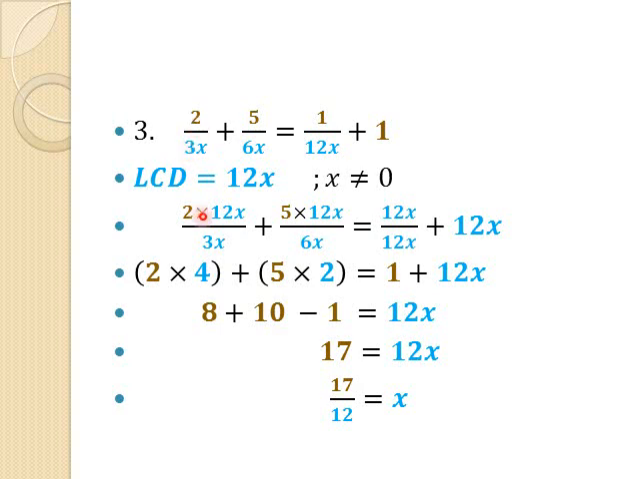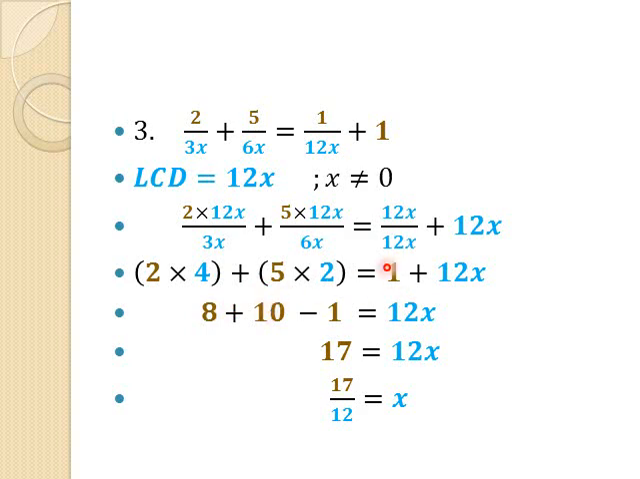So you had 2 times 12x, 5 times 12x, 1 times 12x, which is 12x, and 1 times 12x, which is 12x. Right? So x and x cancel, 3 goes in 12, 4 times. x and x cancel, 6 goes in 12, 2 times. 12x divided by 12x equal 1. Anything divided by itself always equal 1. And they have 12x. 2 times 4 gives me 8. 5 times 2 gives me 10.